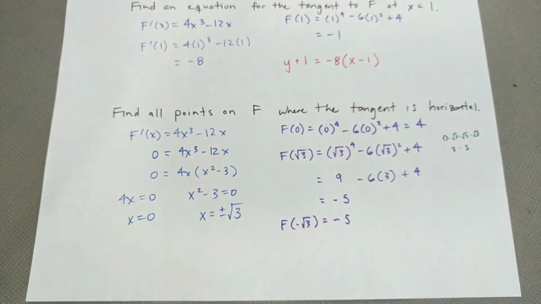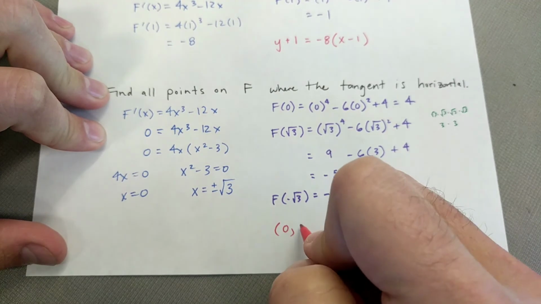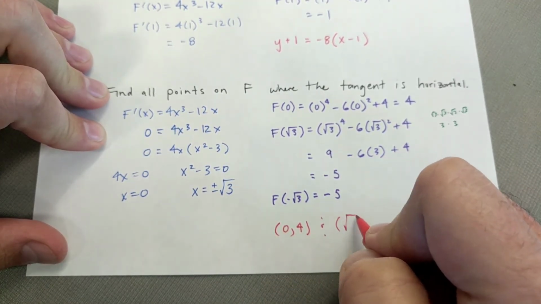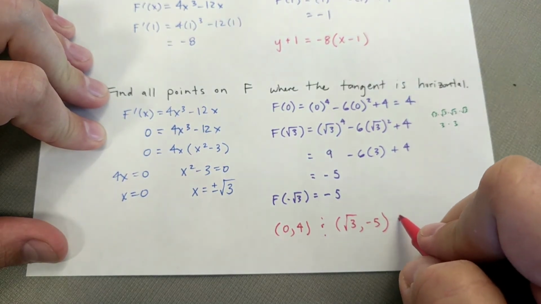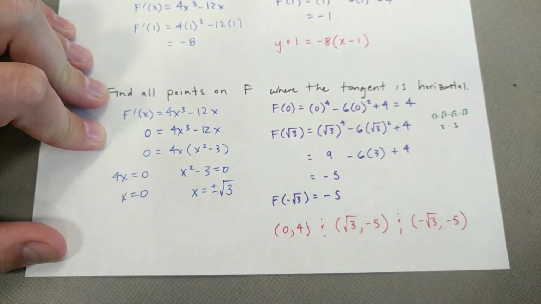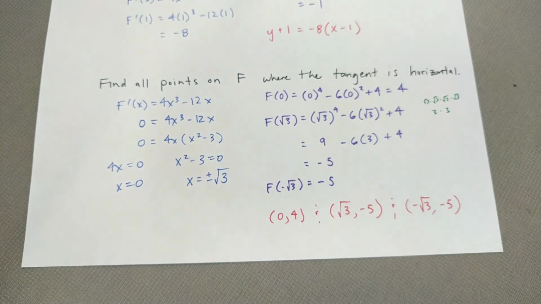All right, I think we're ready to report our final answers. So there are 3 points where the tangent line is horizontal. We're at the point (0, 4), and the point (square root of 3, negative 5), and the point (negative square root of 3, negative 5). Great, and there you have it.